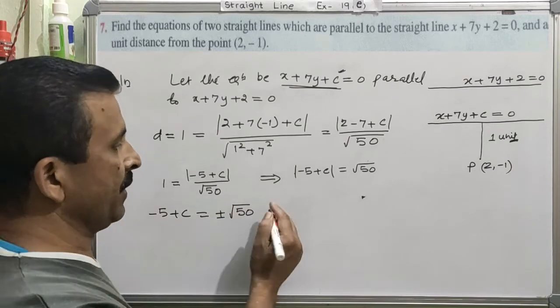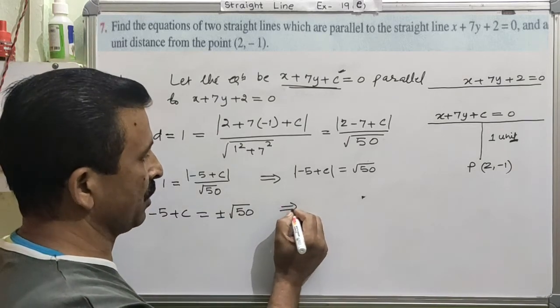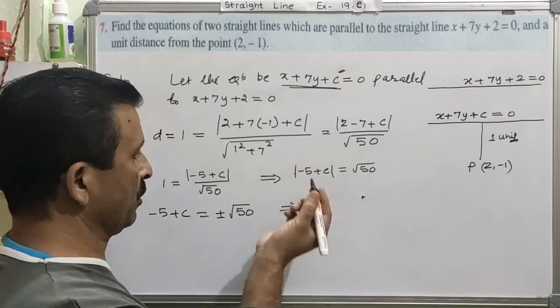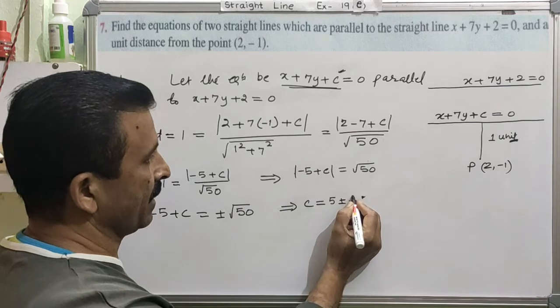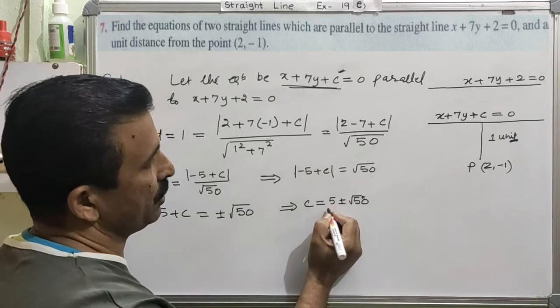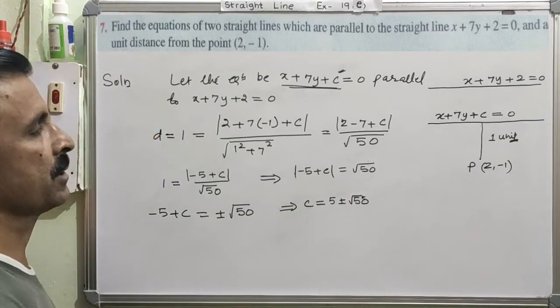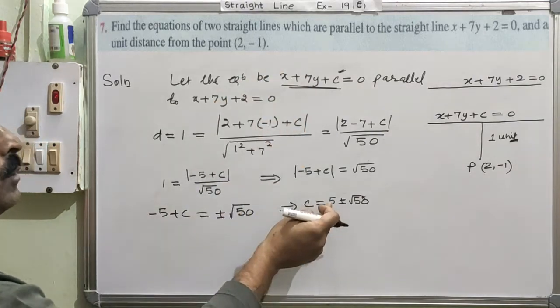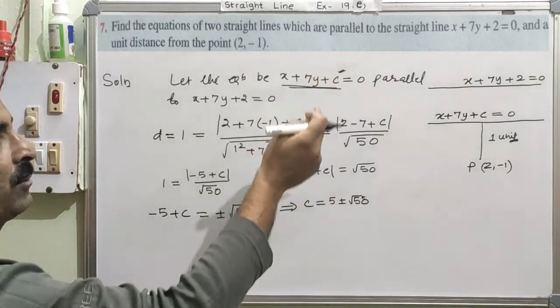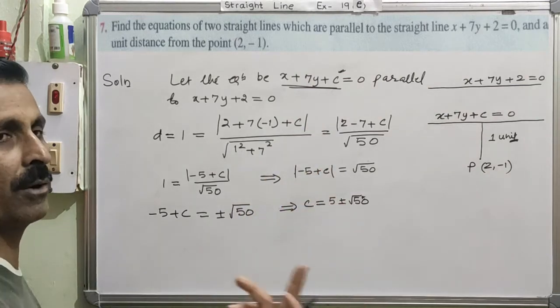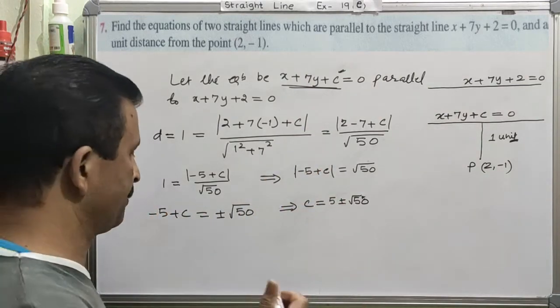Alright, now from here we can have the value of C. So C will be equal to 5 plus minus root over 50, since minus 5 goes to the other side and becomes positive. And this way you got the value of C. So now you can complete your equation. One line you will get by using the plus sign, another line by using the minus sign, and that's how you are going to get the two equations.